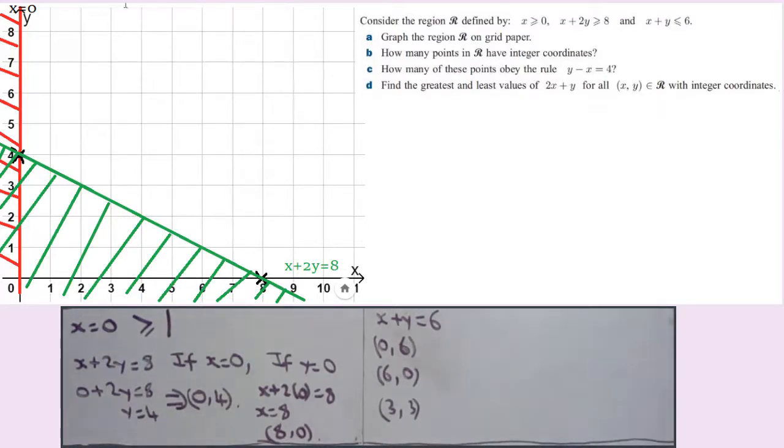So we need 0, 6 and 6, 0. So that would be here. 6, 0. And 0, 6 is up there. Okay, and we just need to join with a line. Can extend. Just like that, and again we want to shade the unwanted region.